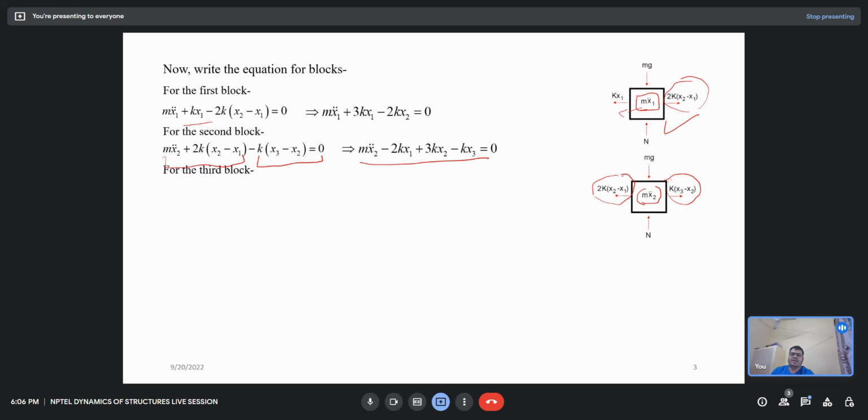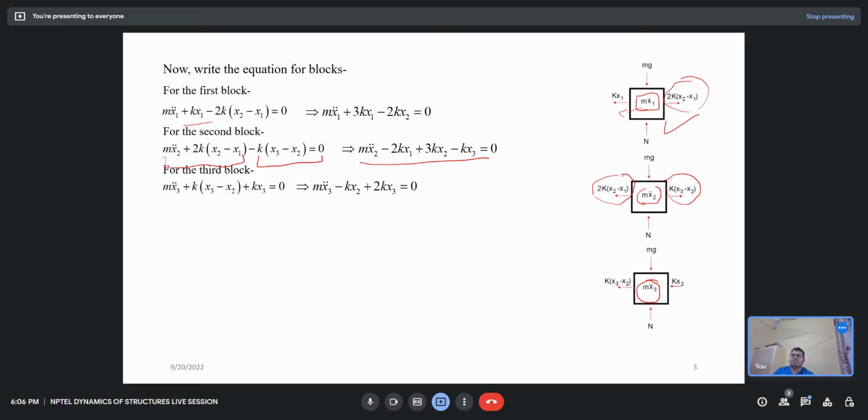Now for the third block also, all three forces are in the same direction, and the inertia will be in the opposite direction. So that would be m x3 double dot plus k into x3 minus x2 plus k into x3. So that will be this equation.